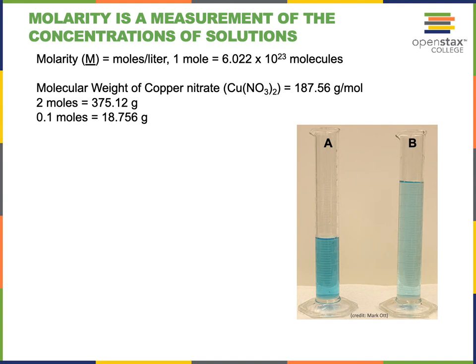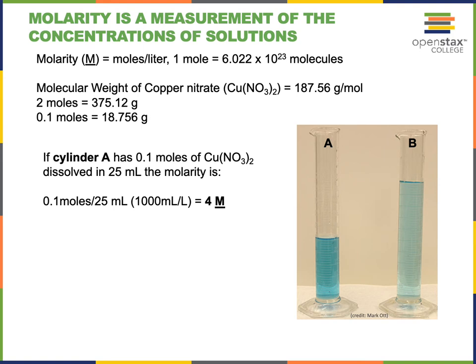Let's look at the example for copper nitrate. The molecular weight of copper nitrate is 187.56 grams per mole. So if we had 2 moles, it would weigh twice that. It'd be 375.12 grams. Whereas if we had a tenth of a mole, the weight would be a tenth of the molecular weight, or 18.756 grams.